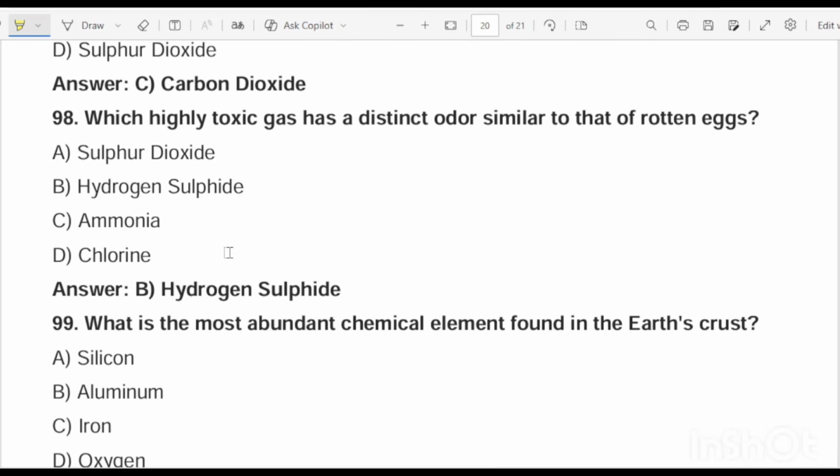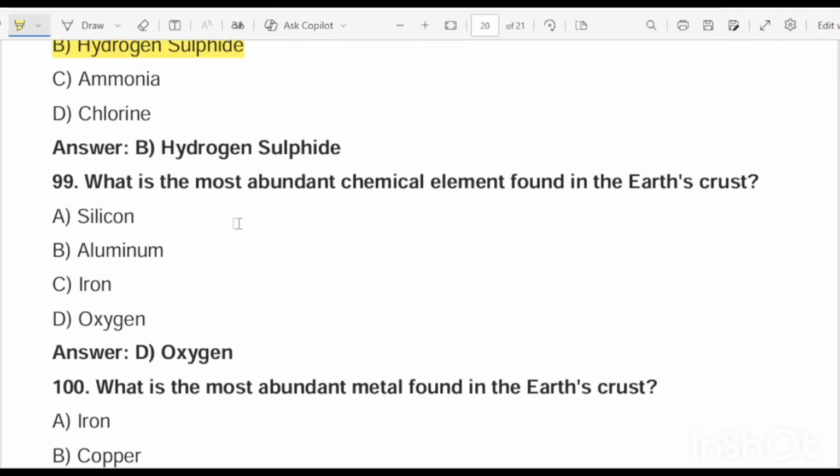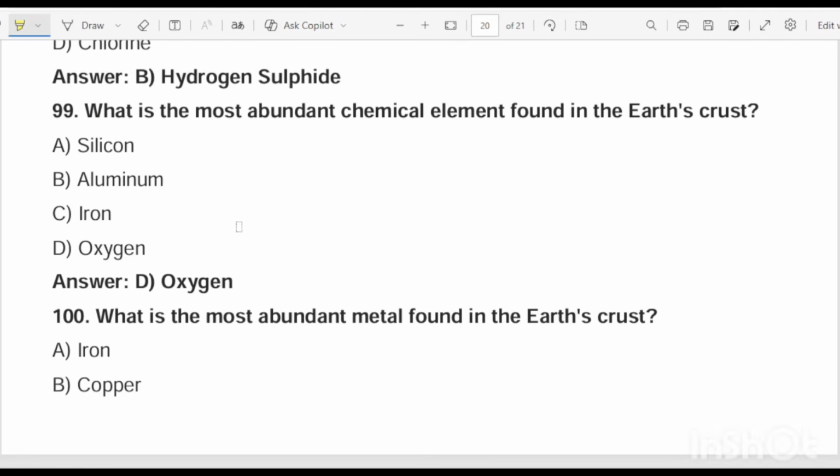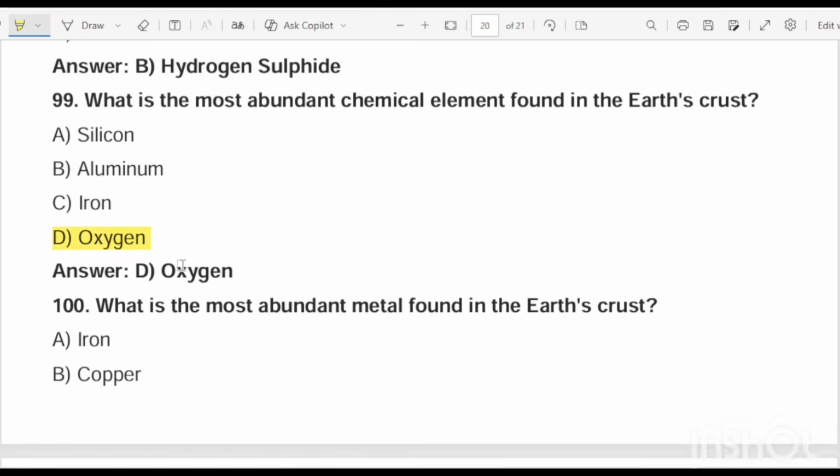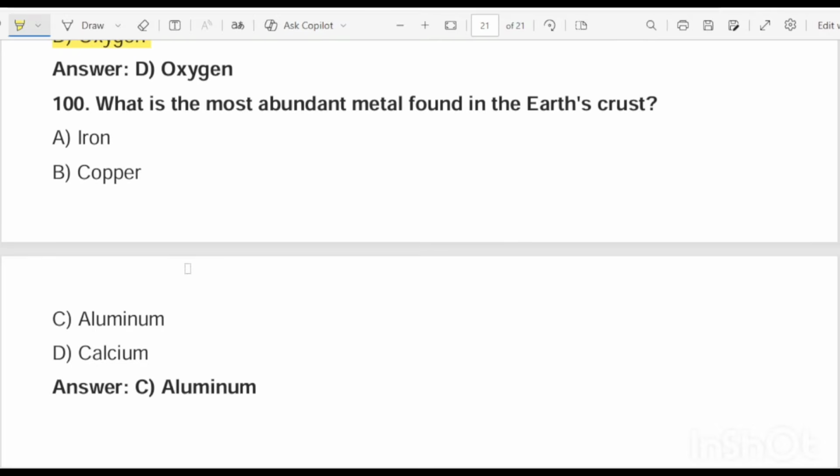Next question, which highly toxic gas has a distinct odor similar to that of rotten eggs? Correct option, option B, hydrogen sulfide. Next question, what is the most abundant chemical element found in the earth's crust? Correct option, option D, oxygen. Next question, what is the most abundant metal found in the earth's crust? Correct option, option C, aluminium.